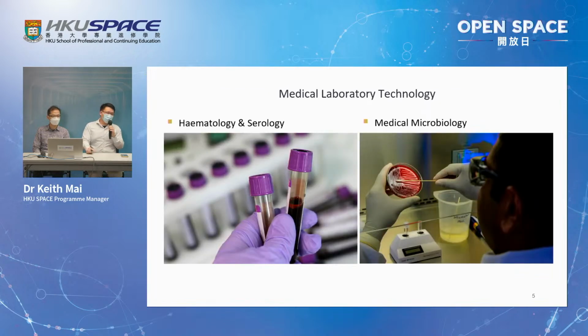So there are four main disciplines in medical laboratory science. First, we have hematology and serology, 血液學同血精學. This is the discipline that is focused on blood disorders and blood diseases. In Hong Kong, some commonly found are anemia or leukemia. And if you ever have donated blood before, then you know that you have to do some blood matching, and that is done by the serology department, also known as the blood bank.